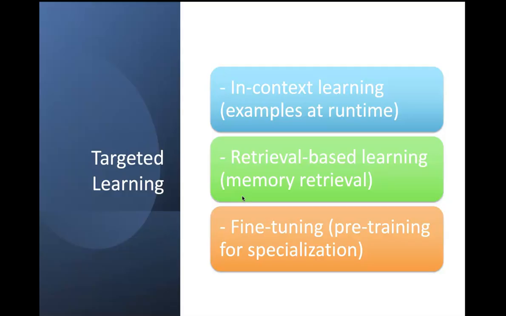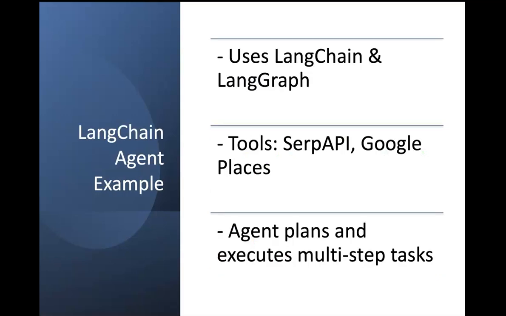Whereas retrieval-based learning will have some memory which it can store. As I showed you in LangChain, we have different types of memory techniques, right? So you will be using those methods for memory retrieval. And the third one is fine tuning. Fine tuning is nothing but whatever application is developed, we will be fine tuning that for our customization. So all these things are targeted learning. You have to remember these terms. And then the LangChain agent example, as I told you: using LangChain and LangGraph, you can create these agents.